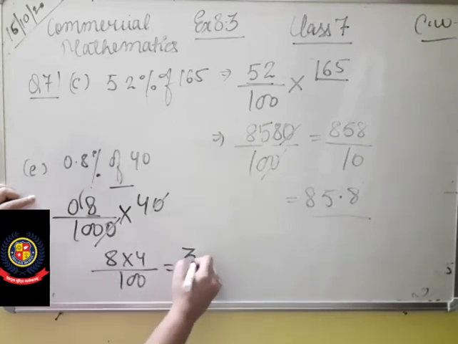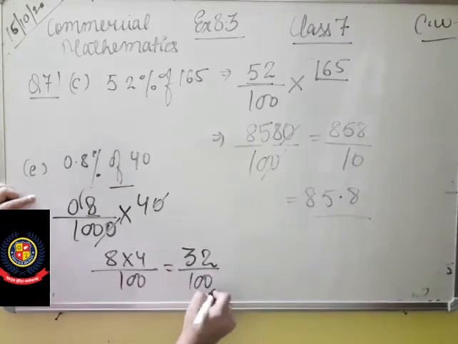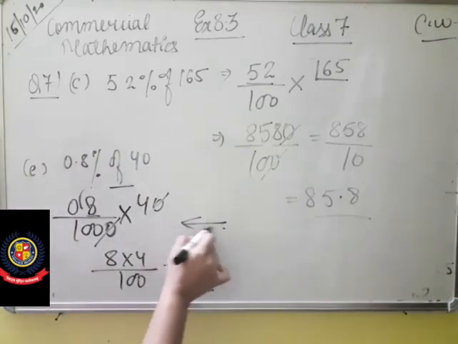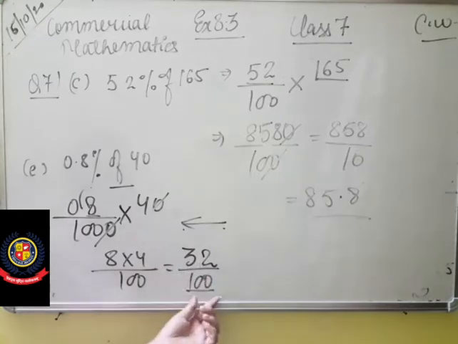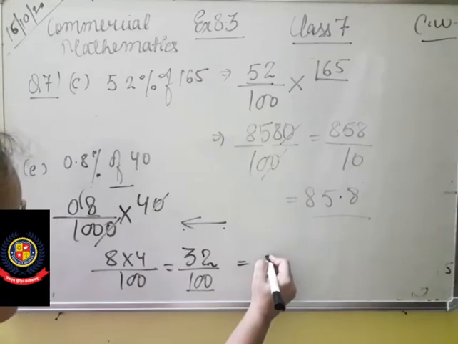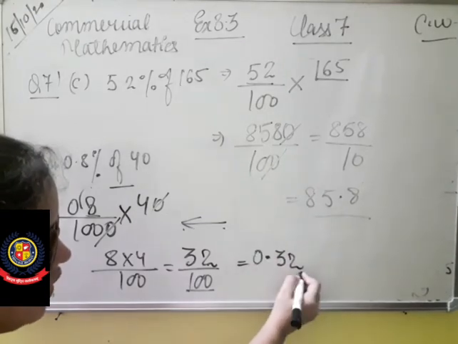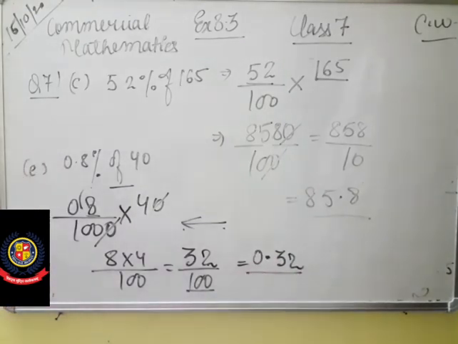8 into 4 is what? 32 upon 100 is left. So 2 zeros are there. So we will move from right to left, and as there are 2 zeros, before 2 digits we put the point, and here we have 2 digits, so 0.32. You can write it as 0.32 is the answer.